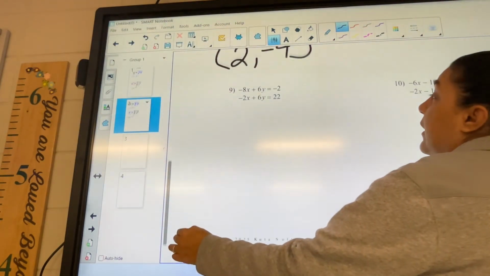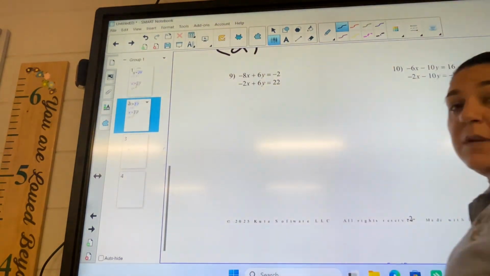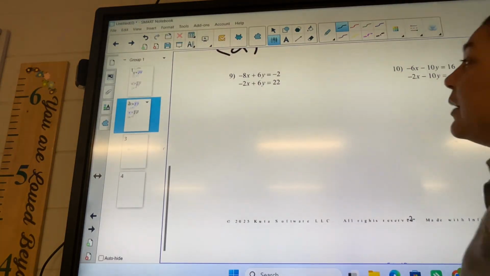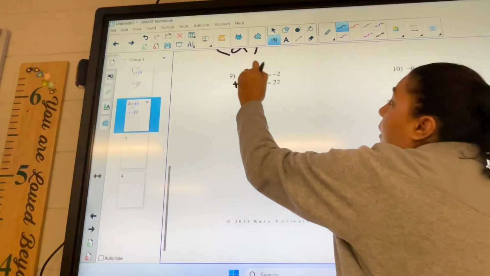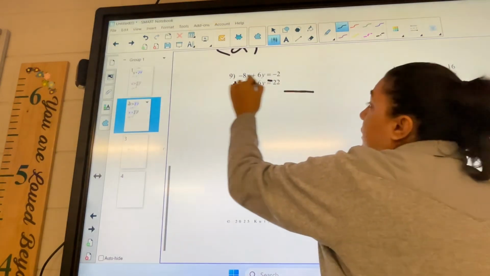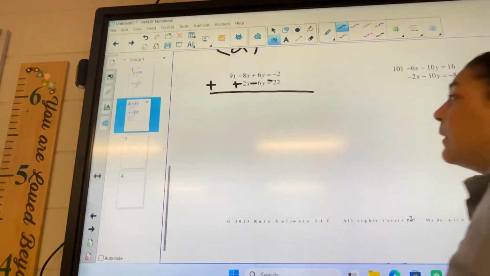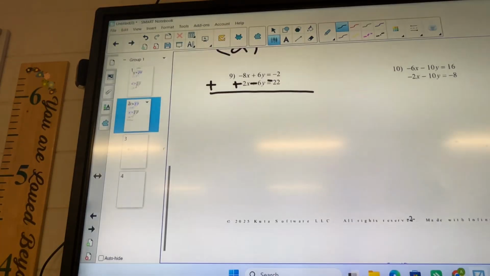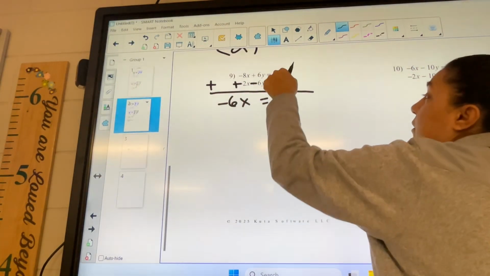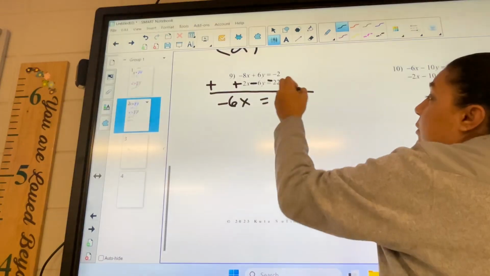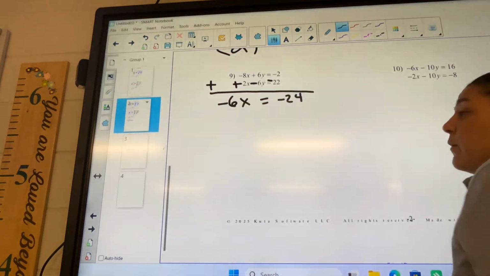Okay, number 9. The y's are going to cancel because they're the same number. However, they are the same sign, so we do need to change on the second one. So it's going to be a plus 2, a minus 6, and a minus 22. Negative 8 plus 2 is going to be negative 6x. The 6's cancel. Negative 2 plus a negative 22 is going to be a negative 24.